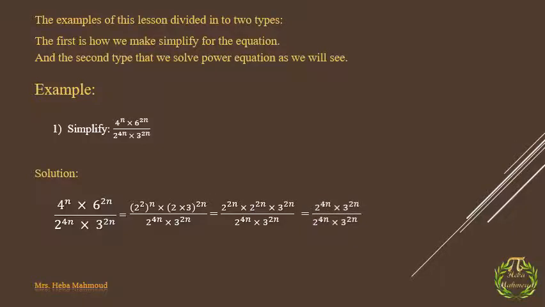So it will be 2 power 4n times 3 power 2n. And the denominator will be also 2 power 4n times 3 power 2n. We will cancel from the numerator 2 power 4n with 2 power 4n in the denominator, and cancel 3 power 2n with 3 power 2n from the denominator, which is the expression simplified. It will be 1.